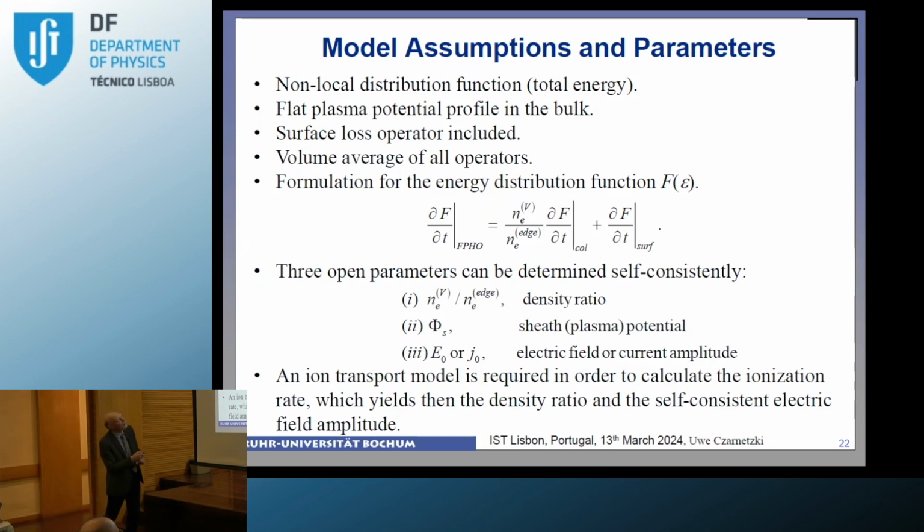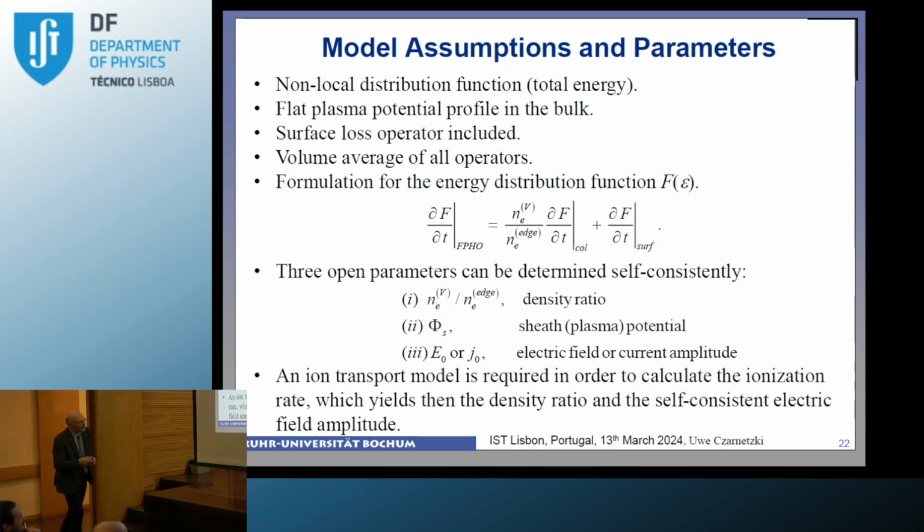One particular feature is that you have three initially unknown parameters. One is the electron density averaged over the volume, the ratio to the electron density at the edge of the plasma, then the sheath potential, and the electric field or the current density in the coil, which induces or launches the electric field.